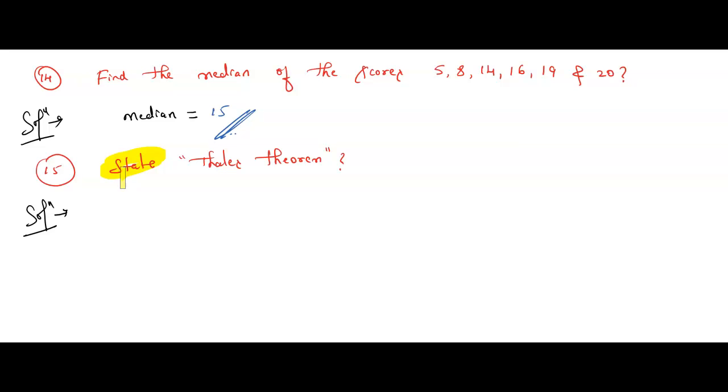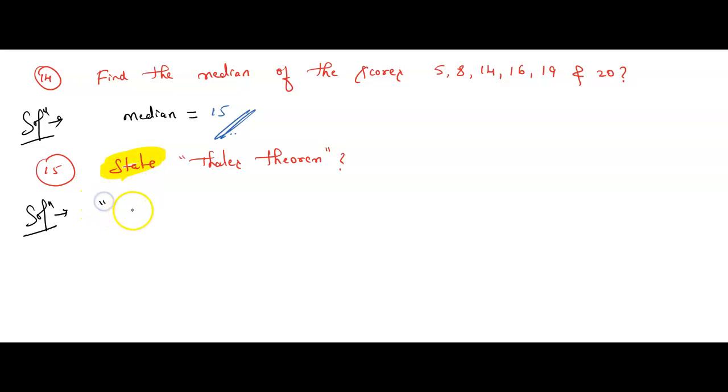If they are asking you to prove Thales theorem, then you prove the entire theorem. Understood? If it is only state, then you have to write only the statement. Got it? So what is the statement of Thales theorem, children?